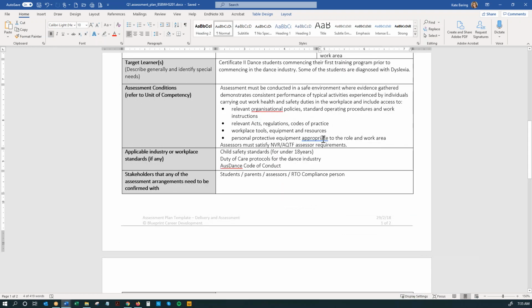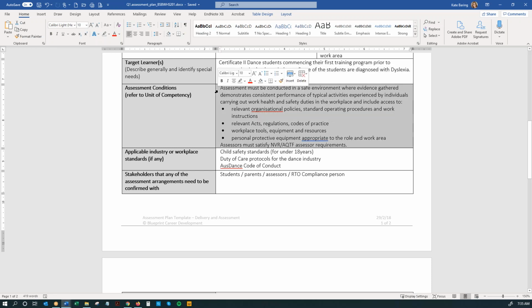We are specifying our target learners. For this example, they're Certificate 2 dance students commencing a first training program prior to entering the industry. And for this case, we're going to mention that some of the students are diagnosed with dyslexia, because as part of the assessment practice for this unit, you do need to have one unit of competency assessment tool where you are addressing a special need. So we're going to define that within this one.